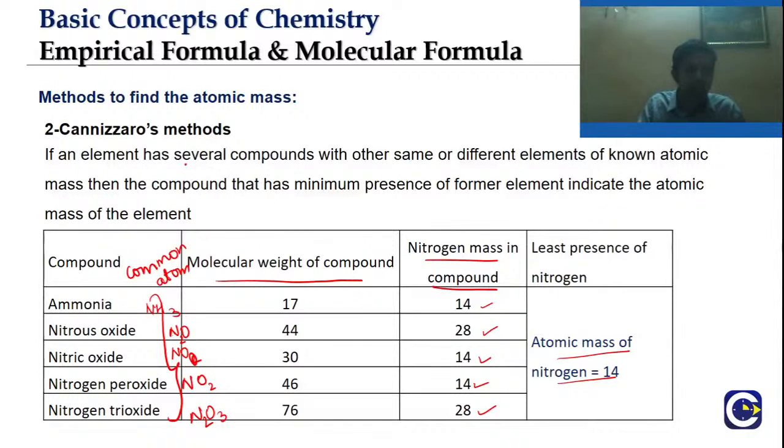Clear? If an element has several compounds with other elements of known atomic mass, then the compound that has the minimum presence of the former element indicates the atomic mass of the element. So if you know the molecular weight and the nitrogen mass in a compound, same or different, then whichever is minimum will be the atomic mass of that particular atom. This is what Cannizzaro's method says.